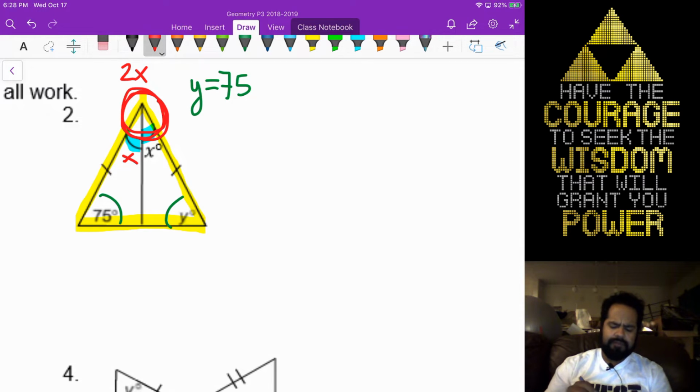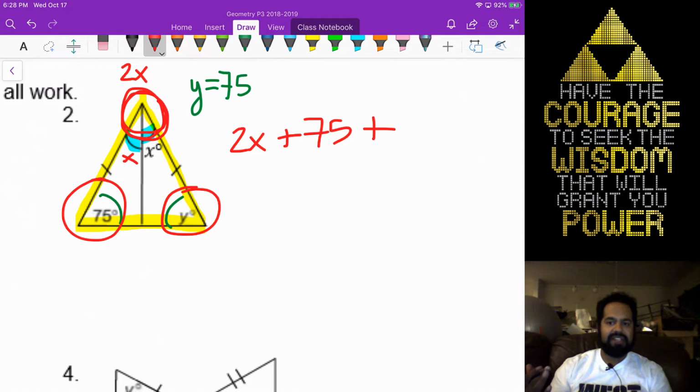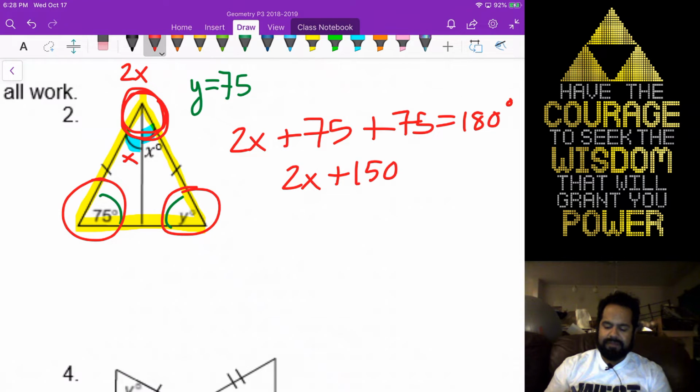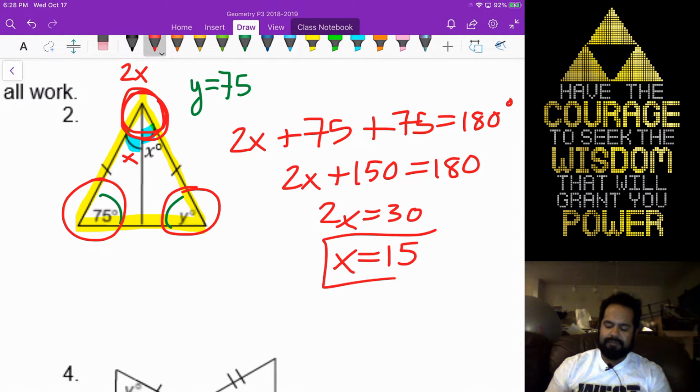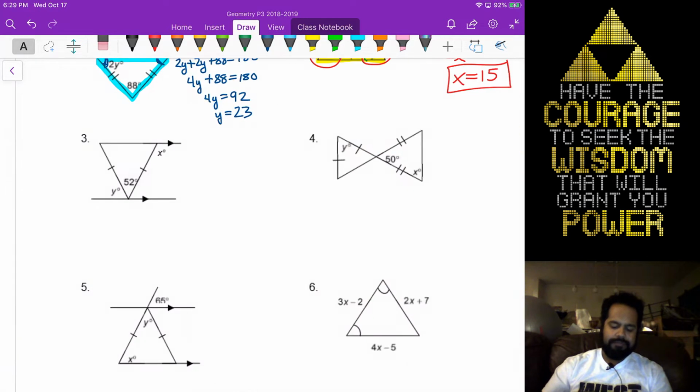So then, if I want to find the measure of x, I can say 2x plus this 75 plus angle y. Well, we already said angle y was 75 degrees, and that's going to equal 180 degrees. 2x plus 150 equals 180, 2x equals 30, x equals 15. And there you have it. Number 3.